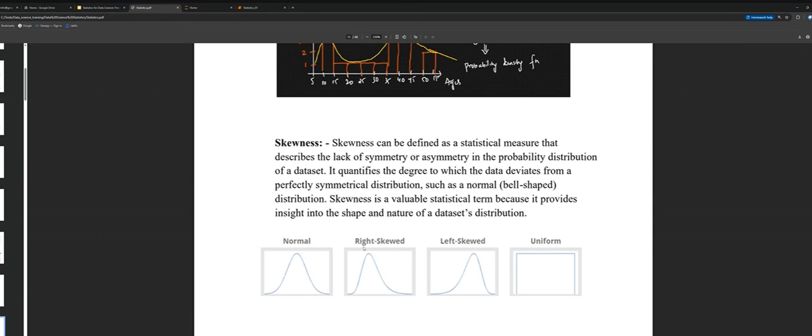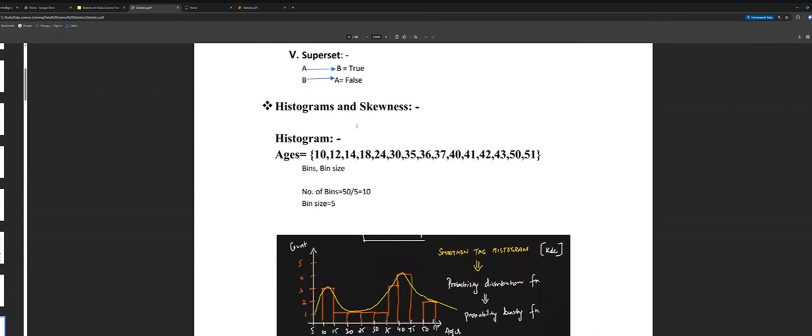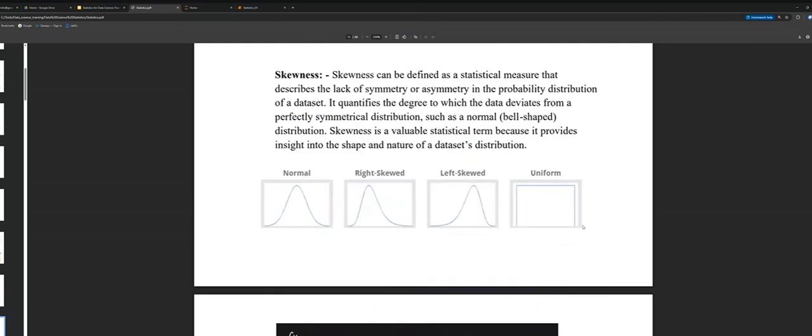You can see this is right skew, a little on the right side. When you get a curve something like this, then we say it is left skew. Now when you see something like this, you say uniform. Say for example, you have different values. What if I put everything as 14, 14, 14, 14, 14, 14? If I change one value, you will get something like this. Your data is uniform.